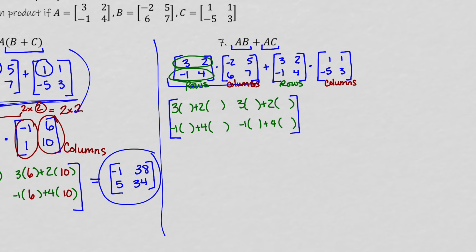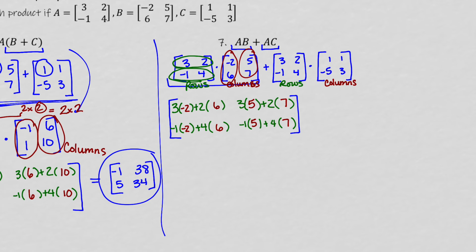Okay, so I'm just working my way across these matrices that I have in my problem here. So I'm going to fill in the columns. First column stays in this first column here. So negative 2, 6 is what I'm filling in. Negative 2, 6 in that order. The second column is 5, 7. So 5, 7 and 5, 7. All right, so that's A times B.